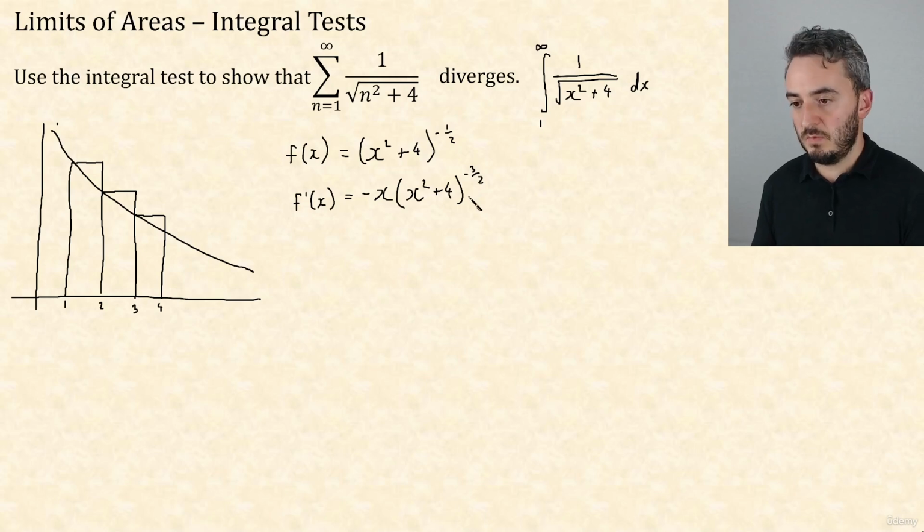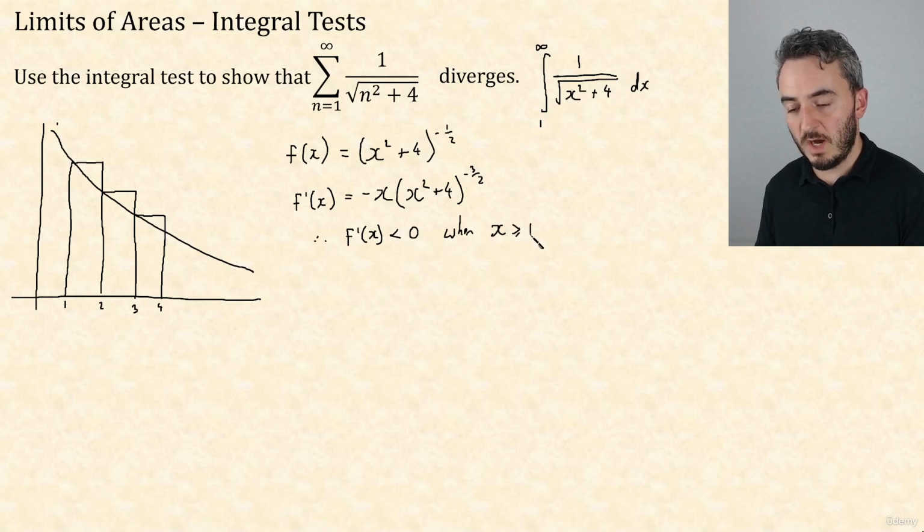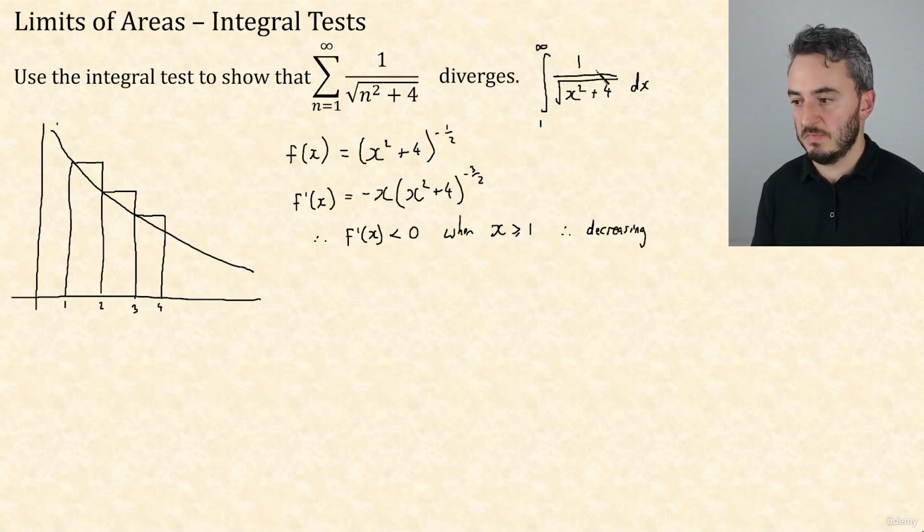When x is greater than 1, well, this bracket here is always positive because it's a positive input raised to a power, and then it's minus a positive number 1 times that. So what we can say is, therefore, f dash of x is always less than 0 when x is greater than or equal to 1. And therefore, we've got a decreasing function, and therefore my logic actually works. So I'm going to evaluate this integral, and if this integral turns out to be infinite, then this sum must also be infinite.